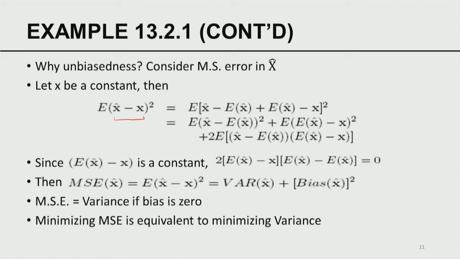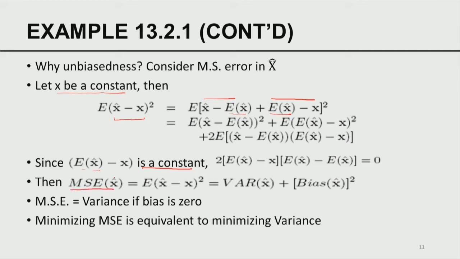Now I can add and subtract E of x hat to this expression inside, then combine these two and combine those two, so that becomes a plus b whole square, which is a square plus b square plus 2ab. So you get three terms. Again, we have used that the expectation of the sum is the sum of the expectations. Now I am assuming x is a constant to start with. So x hat is a random variable. If I took the expected value of x hat with respect to the sampling distribution, this also becomes a constant. So this minus x is a constant.